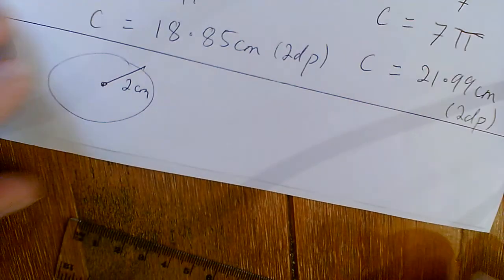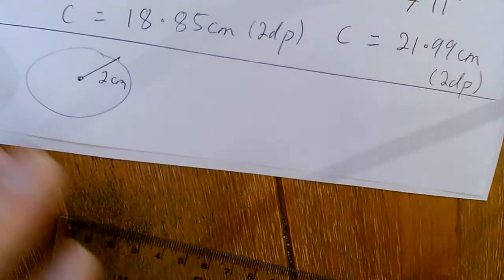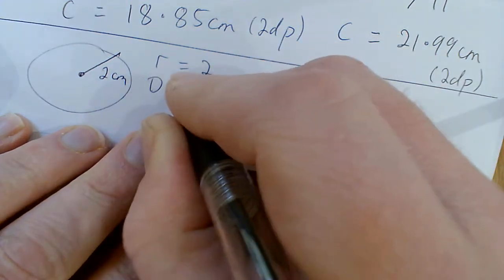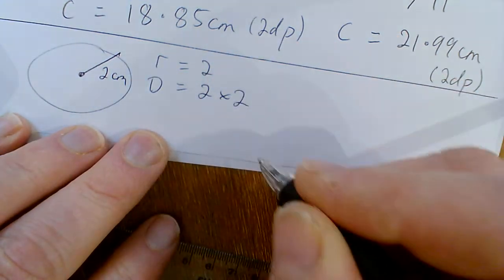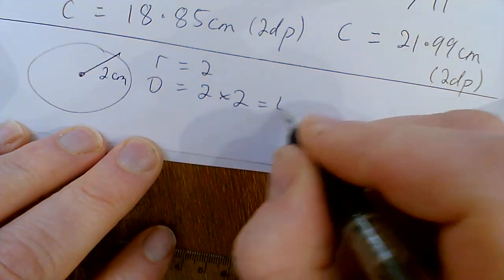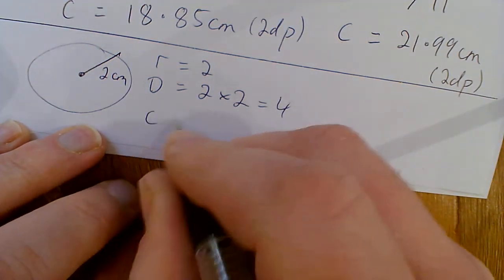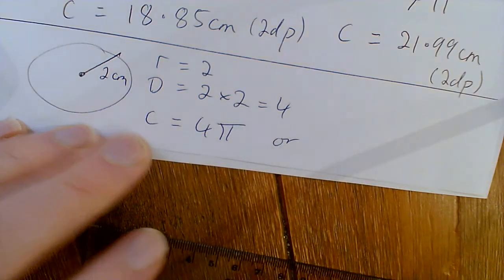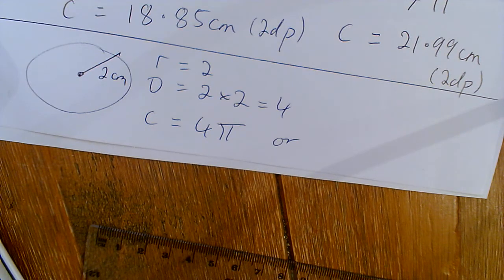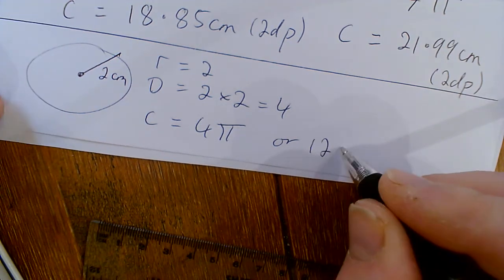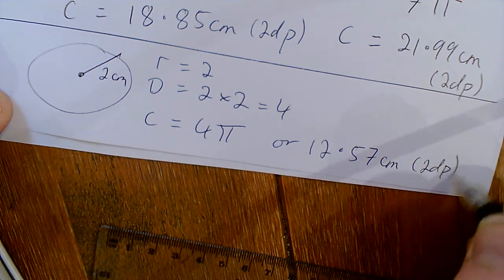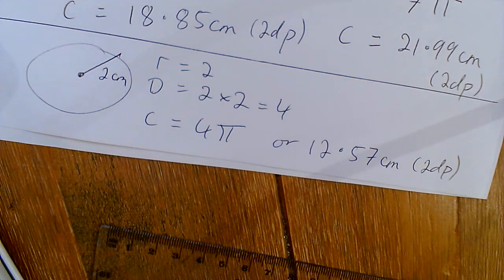Okay, the answer then that you should have got, first of all you should have said, I know the radius is 2, and so I know the diameter is 2 multiplied by 2. Therefore, which is 4, sorry. Therefore the circumference is 4 pi, or if it wants it in terms of decimals, 4 times pi is 12.57 centimetres to 2 decimal places. And that's it. Straightforward stuff.